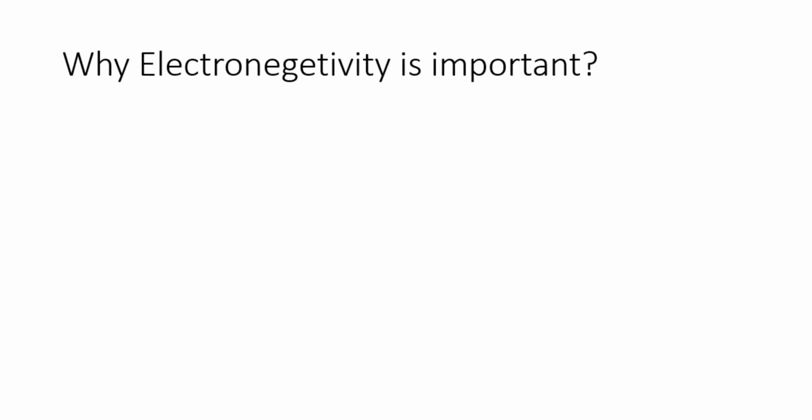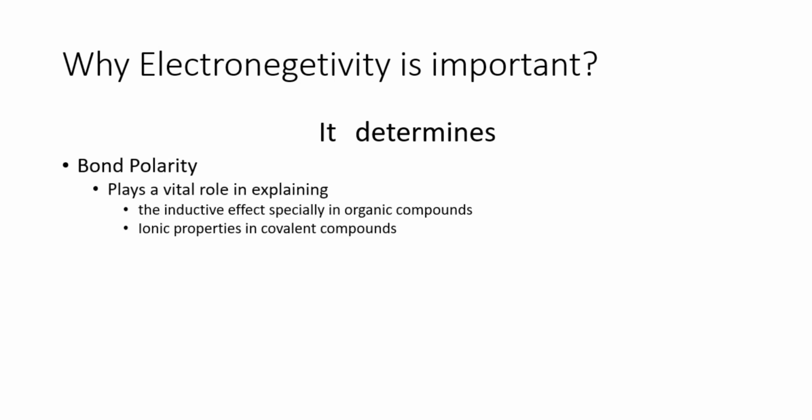Why is electronegativity important? Electronegativity is a key factor in determining number 1, bond polarity. It influences whether bonds between atoms will be polar or nonpolar, affecting the physical and chemical properties of substances. And bond polarity is important to explain the inductive effect. It plays a critical role in explaining the inductive effect, especially in organic compounds where electron withdrawal or donation impacts molecular reactivity. And number 2, the ionic properties in covalent compounds.